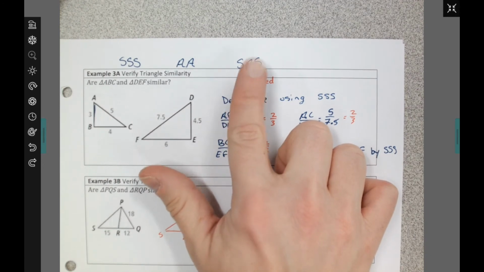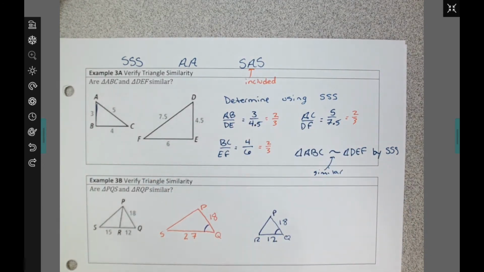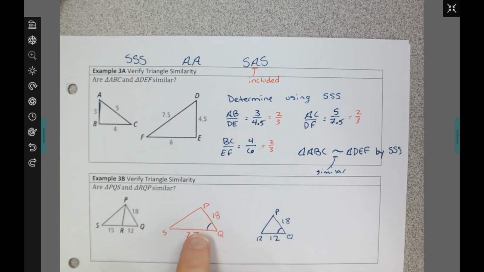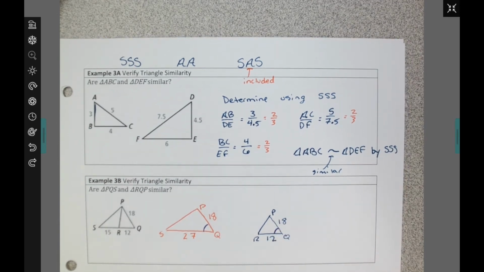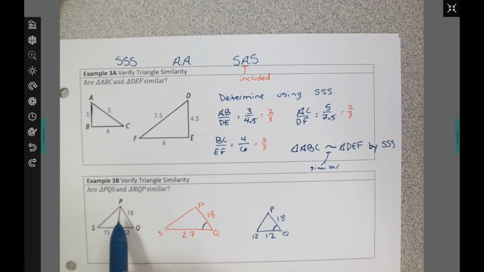Okay, we have side, angle, side. If I work my way around, we go side, angle, side, side, angle, side. So we could possibly figure this out using side, angle, side. What we would have to do now is see if the two sides are proportional or not. So looking at what they're asking us to prove, they want PQS to RQP.